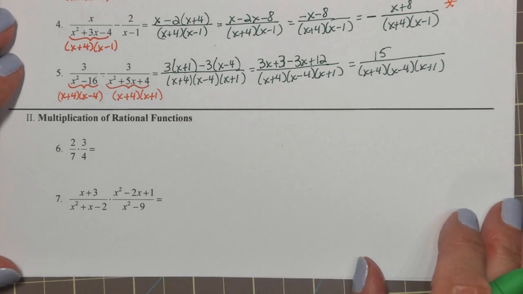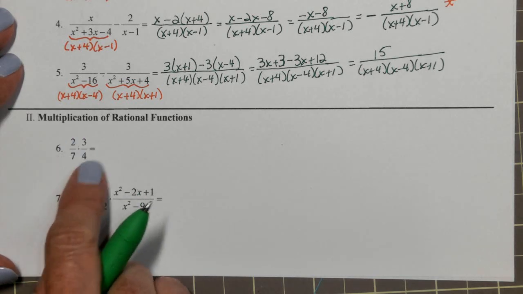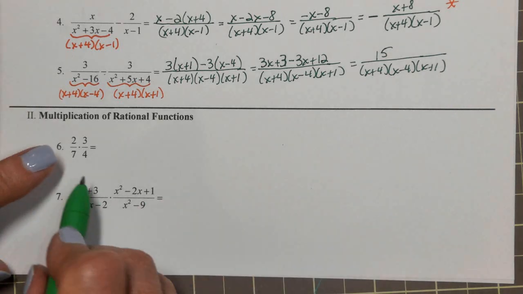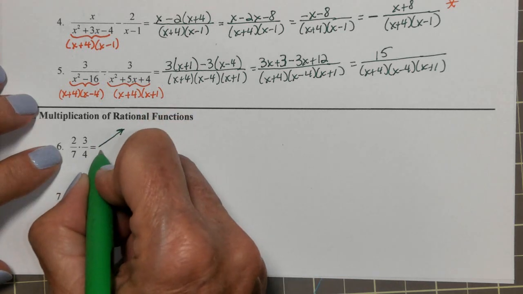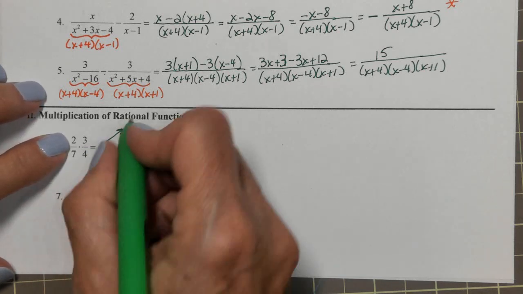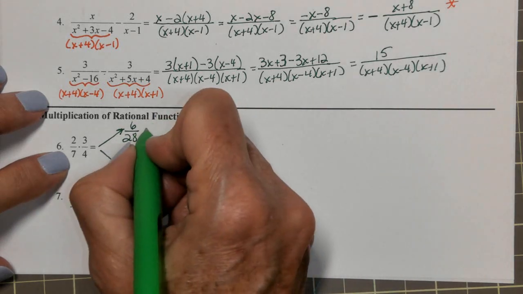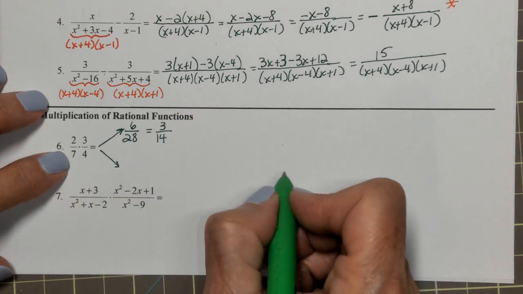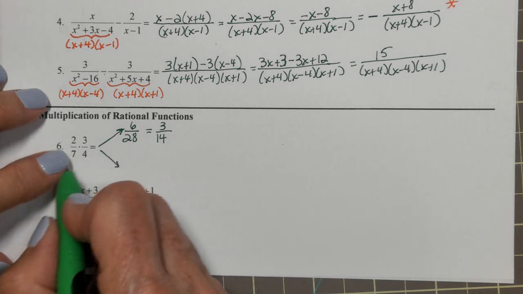Let's take a look at multiplication of rational functions. And just like before, we're going to first examine what we would do to multiply two numerical fractions together. Well, we have a choice when we multiply fractions together. We can either just dive in and multiply the numerators together and the denominators together and then reduce. There's a 2 in common. Or we can reduce first and then multiply the numerators together and the denominators together.